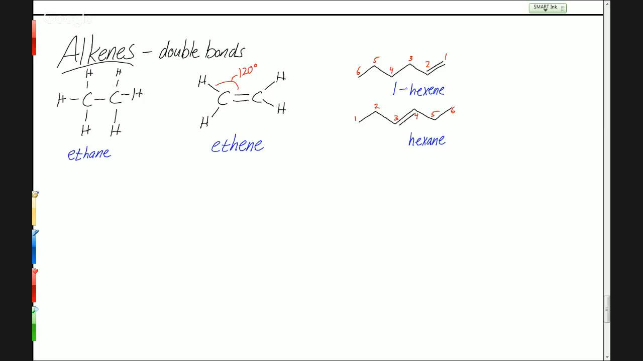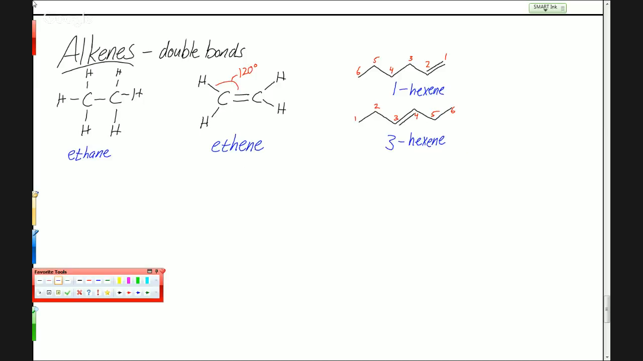The second one, what do you think we're going to call that? Yeah, this one's going to be 3-hexene. Whoops, not hexane, hexene. 3-hexene. So when we have an alkene, we often need to specify where the double bond is. Is it 1-hexene, 2-hexene, or 3-hexene? There's 3 different hexenes that you can have.